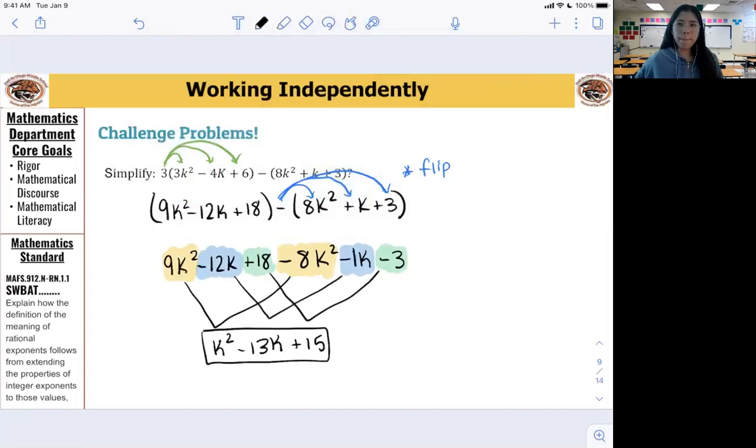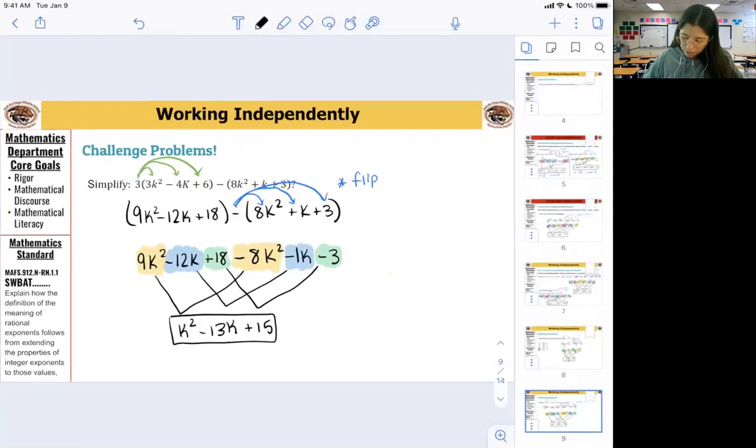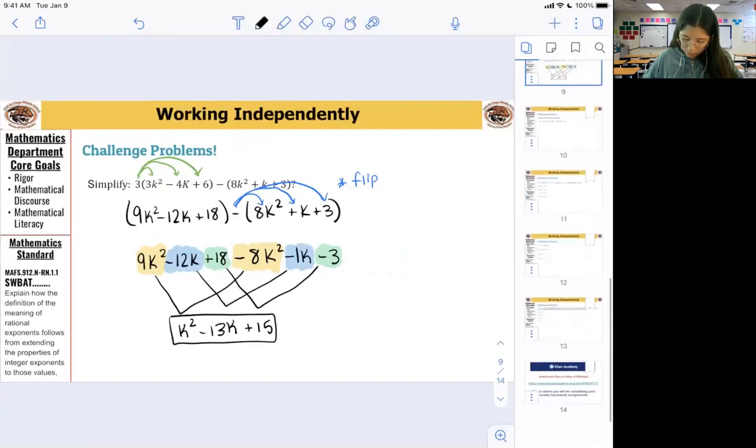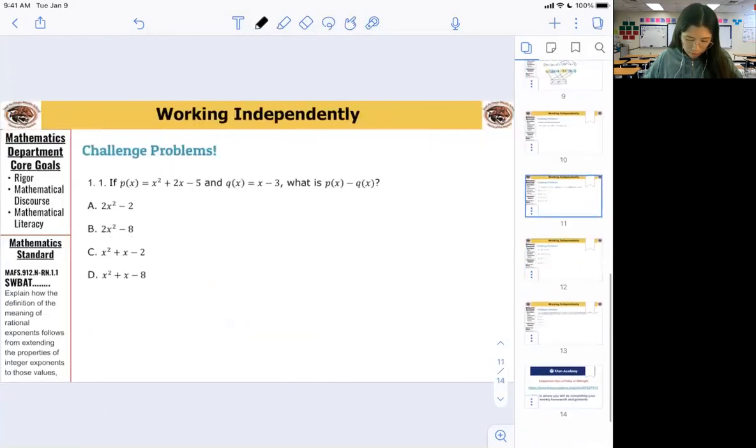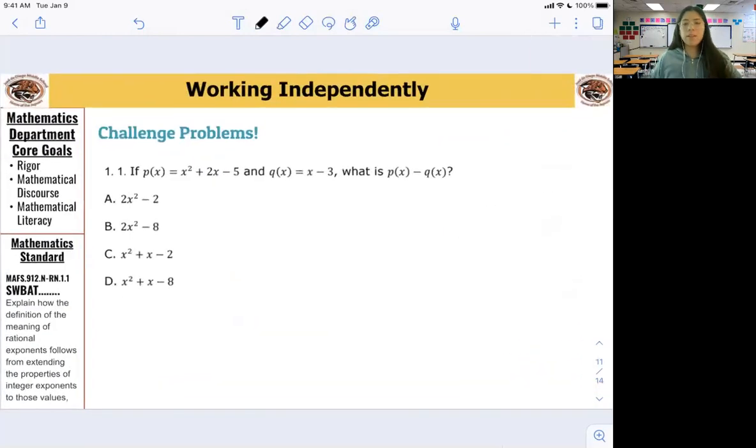Questions on this one? 5 minutes left in class. We're going to do one more problem. So any final questions before we do our last problem of the day? All right. Let me find the one that I want to do. Here. Okay, this looks confusing, but it's not.